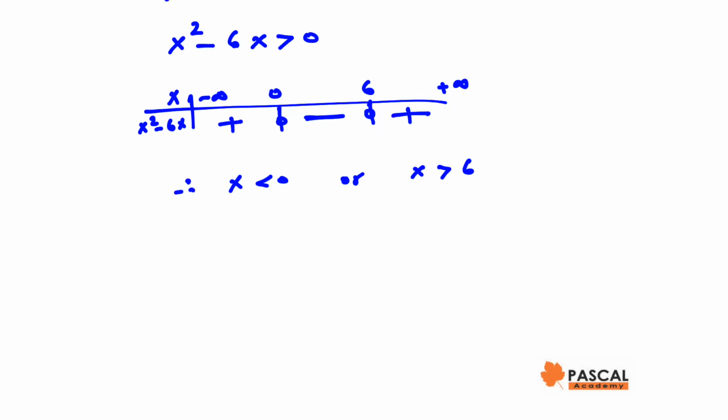A couple of important inequalities that we learned in grade 9-10. X to the power of any even integer is always greater or equal than 0. Equality holds when x is 0. The absolute value of x is always greater or equal than 0.